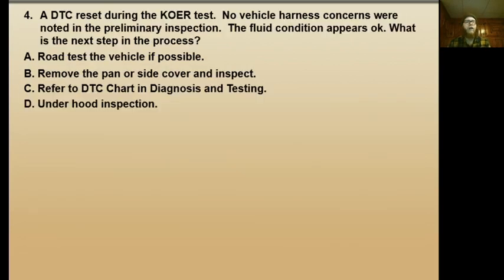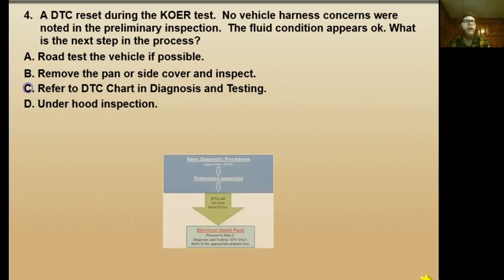Okay? A DTC reset during the KOER engine running test. So that means that we found the code while we did that test. No vehicle harness concerns were noted in the preliminary inspection. The fluid condition appears okay. What is the next step in this process? Give you a second to read through some of the options.